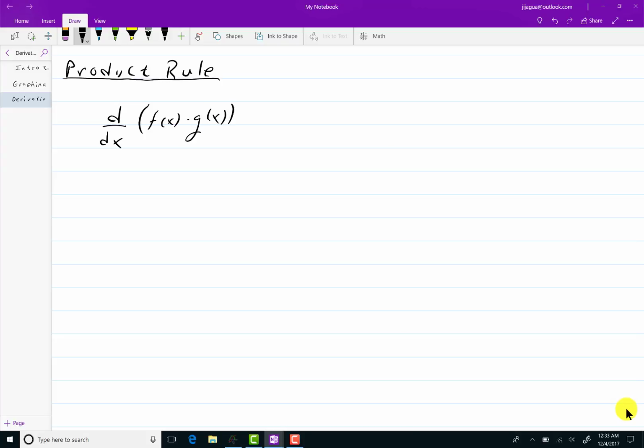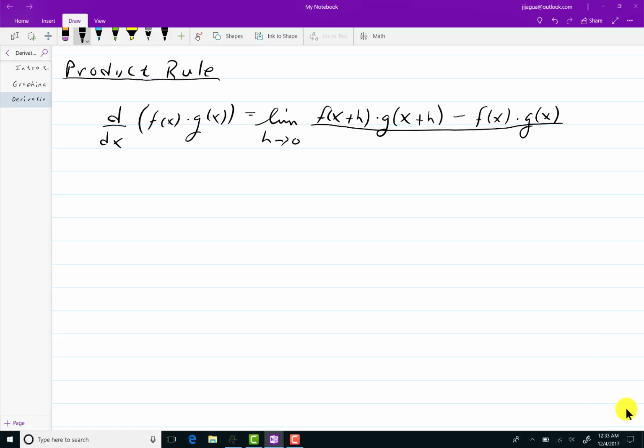Now I'm going to use the x plus h definition of the derivative to get the limit as h goes to 0, f of x plus h times g of x plus h minus f of x times g of x all over h. There's a pretty interesting trick that's involved here, and I've used it before when I was proving one of the limits. I'll show you what it is.